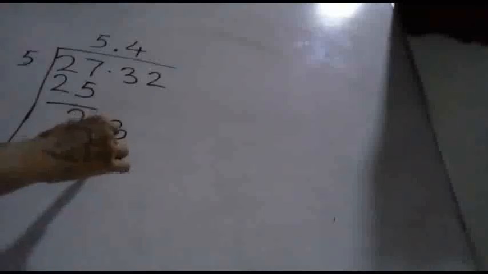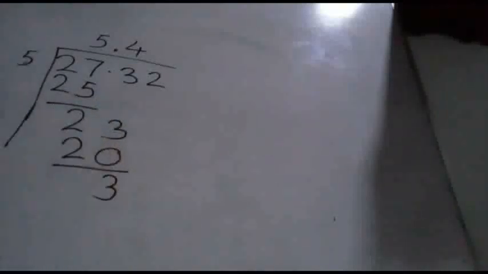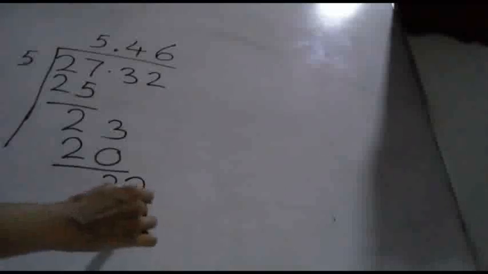We write this 3 here. 5 times 4 is equal to 20. 20 is subtracted from 23. Answer is 3. We write this 2 here. 5 times 6 is equal to 30. 30 is subtracted from 32. Answer is 2. We add more 0.